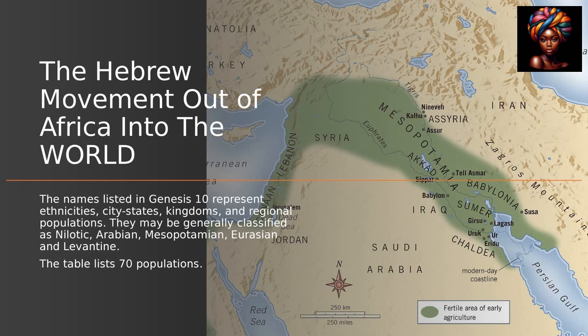Okay, it says the names listed in Genesis 10 represent ethnicities, cities, states, kingdoms, and regional populations. They may be generally classified as Nilotic, Arabian, Mesopotamian, Eurasian, Levant. The table lists 70 populations. So we're looking at the ancient map of Mesopotamia.